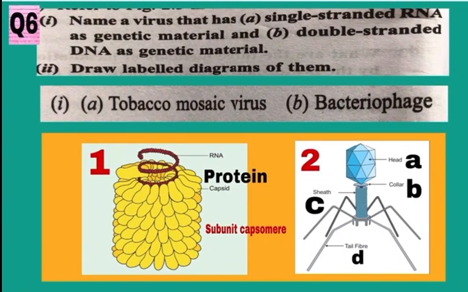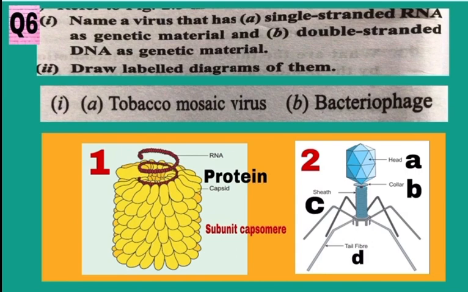Question number 6. Name a virus that has A. Single-stranded RNA as genetic material. Answer is tobacco mosaic virus. See the diagram. It has single-stranded RNA and a protein coat called capsid, having many subunits called capsomeres.